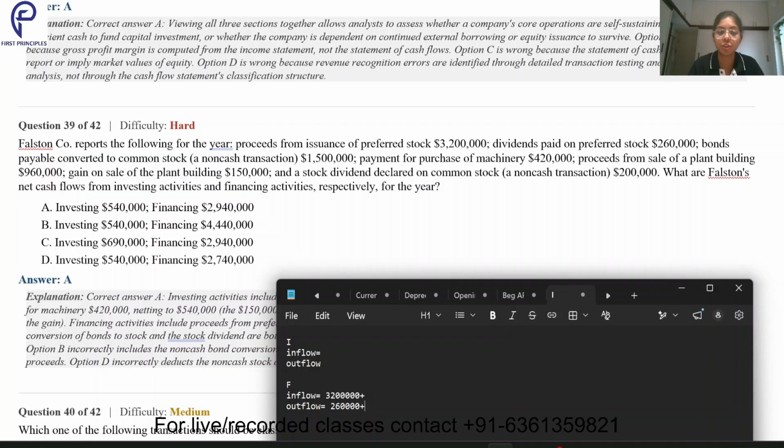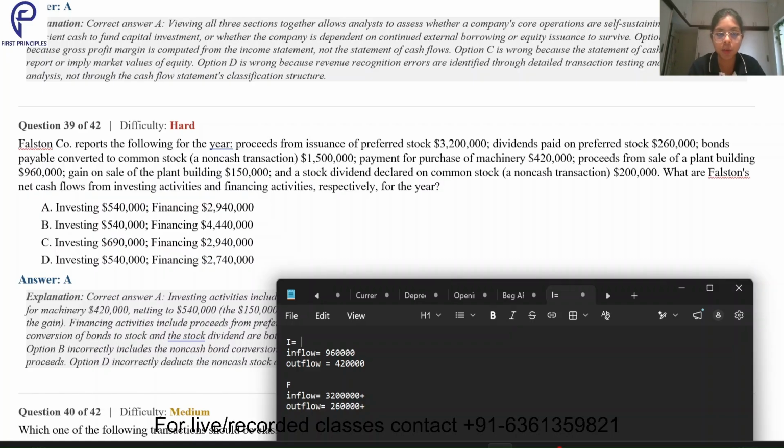Payment for purchase of machinery. Purchasing of machinery is an investing activity and this is an outflow. Then proceeds from sale of a plant building, 9,60,000. 9,60,000 is my inflow in my investing activity. Gain on sale of plant building is 1,50,000. That is not recorded. Why? Because this gain is already a part of my proceeds from sale. Then a stock dividend declared on common stock, a non-cash transaction. Is this relevant? No, this is not at all relevant for us because again this is a non-cash transaction.